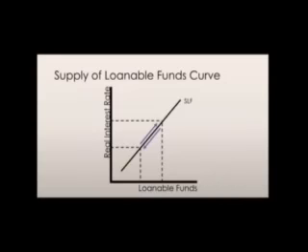When we look at the supply of loanable funds curve, we're going to notice that it's the relationship between the quantity of loanable funds supplied and the real interest rate. And as the real interest rate rises, we have an increase in the quantity of loanable funds supplied, and as the real interest rate decreases, we have a decrease in the quantity supplied of loanable funds.